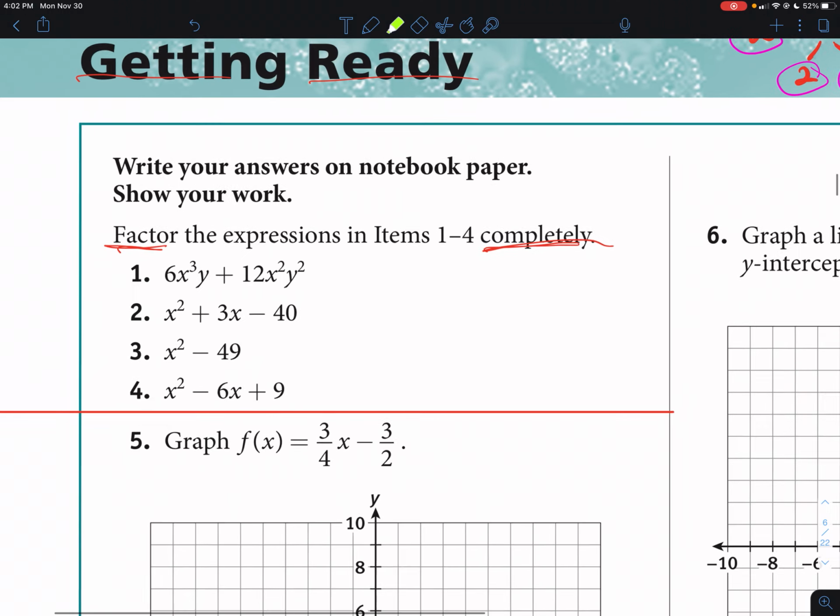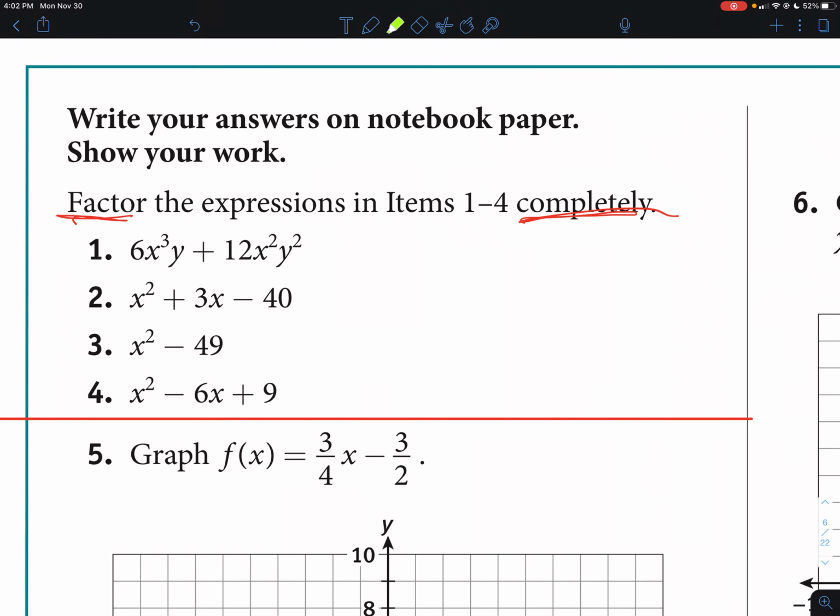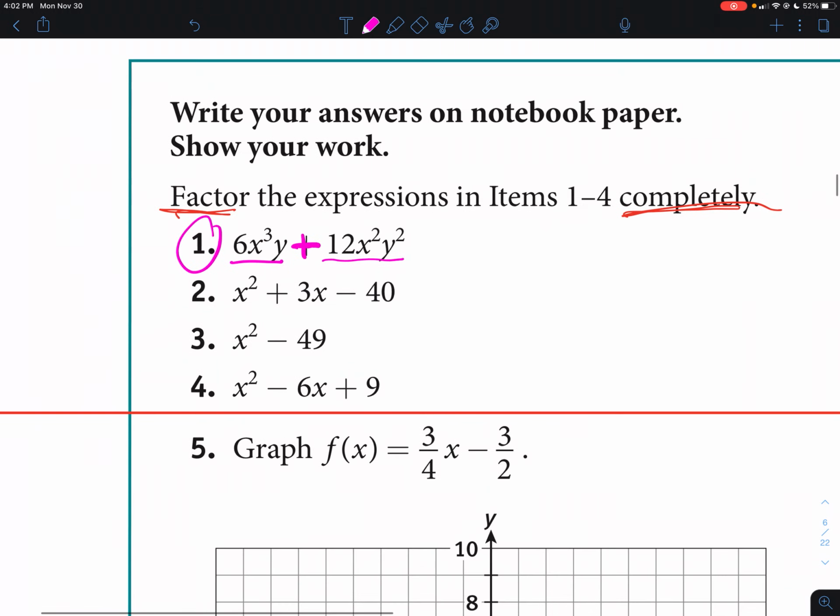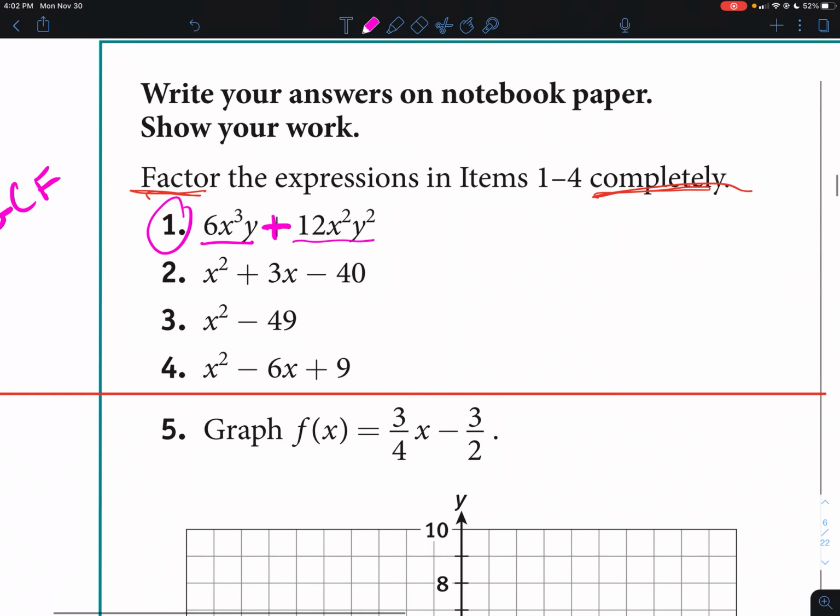So right here, factor the expressions in items 1 through 4 completely. So number 1 here, your Khan Academy should help you with that. I'm going to factor 6x cubed y plus 12x squared y squared. So this plus sign means we have two separate terms here. We have the 6x cubed y and we have the 12x squared y squared. And we're looking for what they have in common. So the greatest common factor. What do both terms have in common?